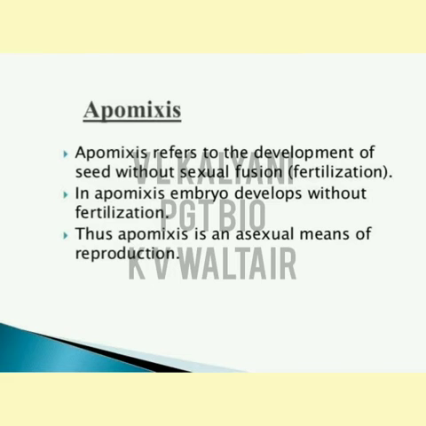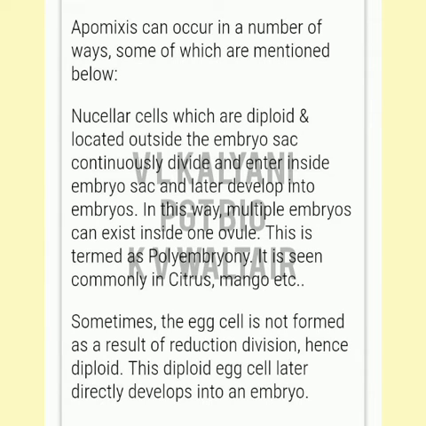Very important, children. Apomixis. So what are the ways? How can we develop these apomictic seeds? In apomictic seed development, the egg is diploid. Normally it has to undergo meiotic division, the gamete mother cell should undergo meiosis and form a haploid egg. But without forming the haploid egg, the diploid egg itself, without fertilization or fusion or syngamy, develops into an embryo. Then it can be developed as an apomictic seed.